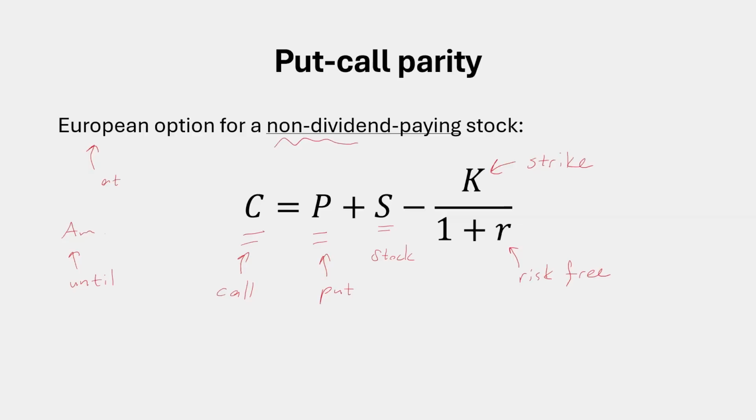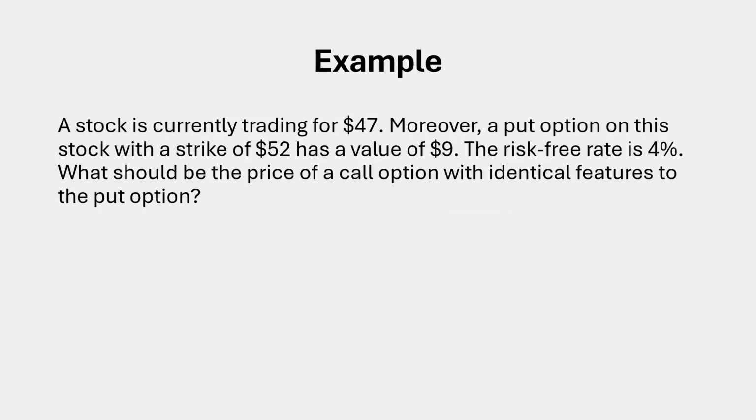Now, let's illustrate how this equation works with a simple example. We have a stock that is currently trading for 47. So this is our S. And we also have a put option on this particular stock that has a strike price or exercise price of $52. So this is our K. And the value of this put option contract is $9. So this is our P value, the price of the put option contract. And the risk-free interest rate is 4%.